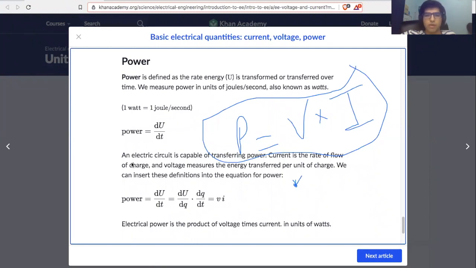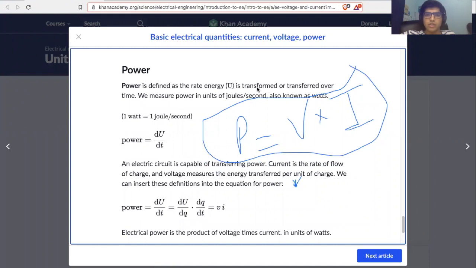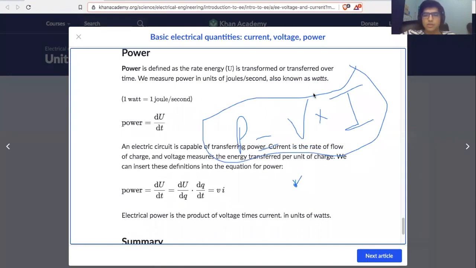So they've said power is defined as the rate energy is transformed over time. We measure power in units of joules per second, also known as watts. That's just a unit. So for example, current has a unit of amps, ampere. Voltage has a unit of volts, and power has a unit of watts.